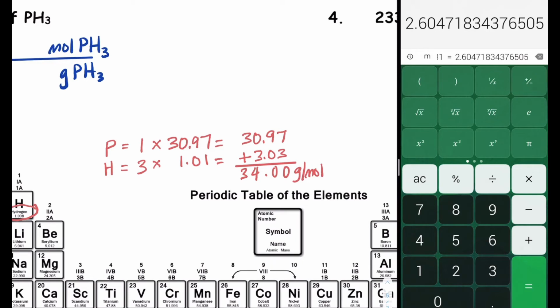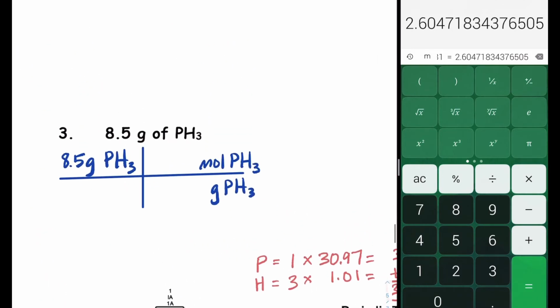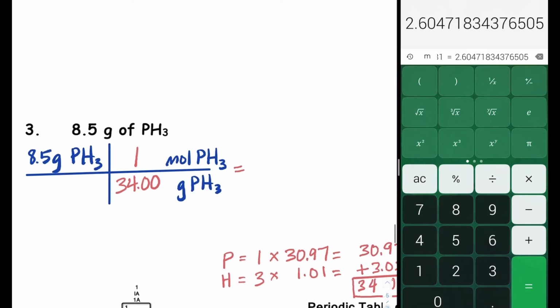So the total mass of phosphorus trihydride comes out to 34.00 grams per mole. Let's take that value and plug it into our dimensional analysis table. One mole of PH3 equals 34.00. Let's use our calculator to determine the answer.